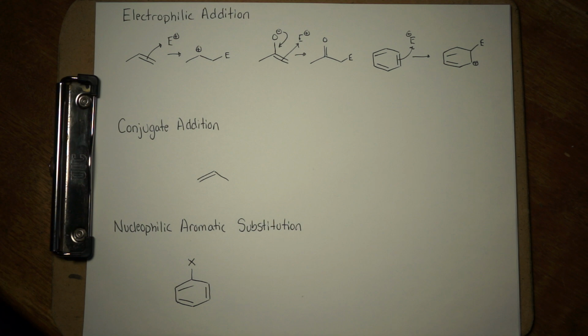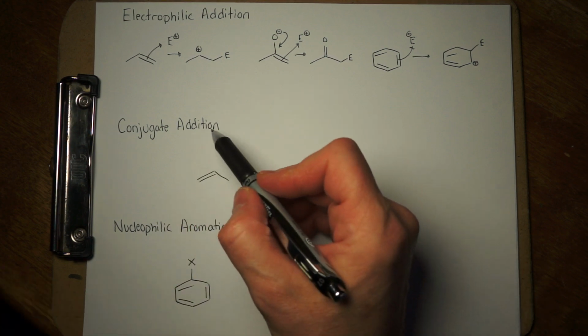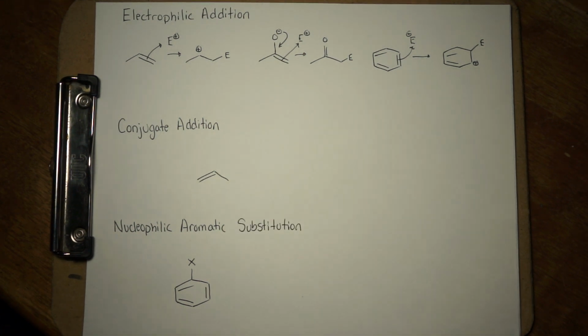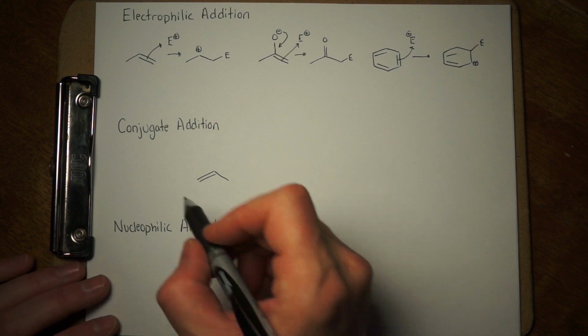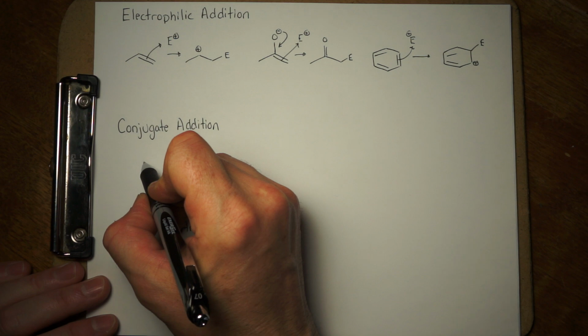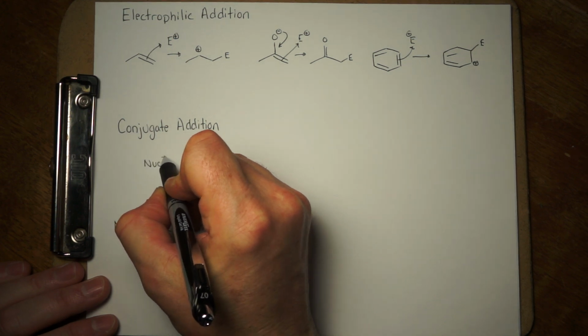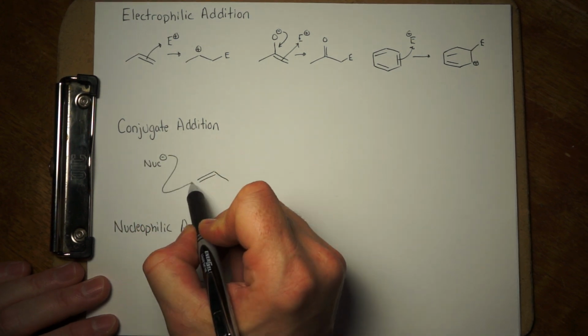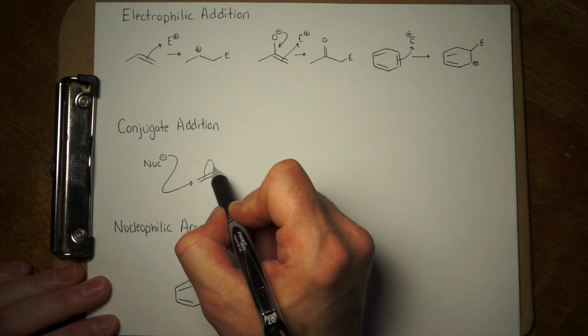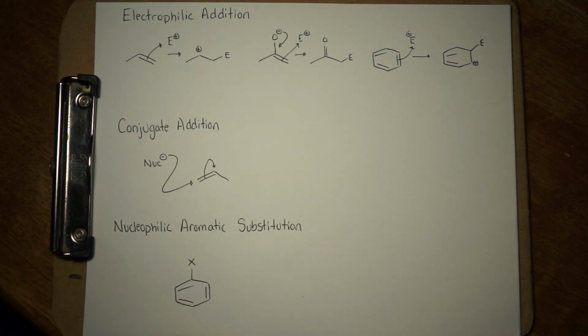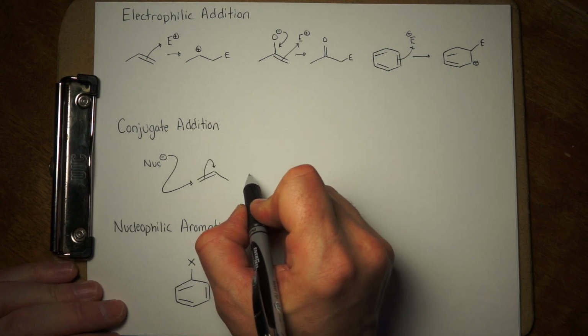In this new section, rather than adding electrophiles to alkenes, we're going to be adding nucleophiles to alkenes. And the two types of reactions that we're going to focus on are conjugate addition, or addition to activated alkenes, and nucleophilic aromatic substitution. So in conjugate addition, what we're doing is we're taking a nucleophile and adding that nucleophile to a pi system, breaking that pi system, and then shifting those pi electrons to an adjacent carbon to form an anion.